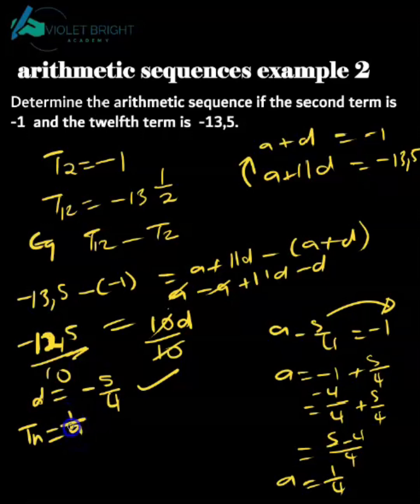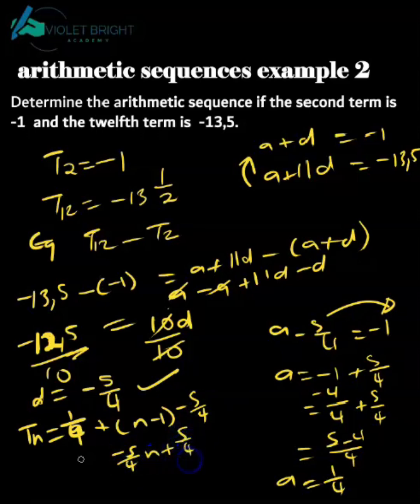So it's gonna be 1 over 4 plus (n minus 1) times negative 5 over 4, and this thing here again is gonna give us negative 5 over 4n plus 5 over 4 plus 1 over 4. So you can see that it just takes us to the very same place that we started.